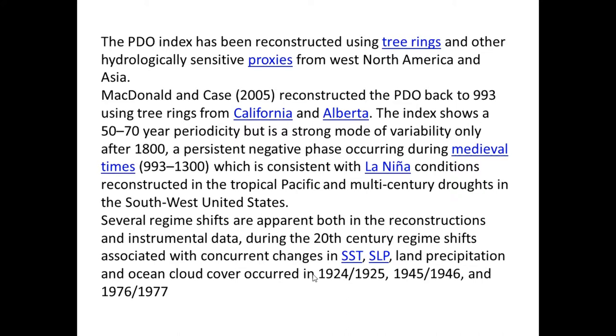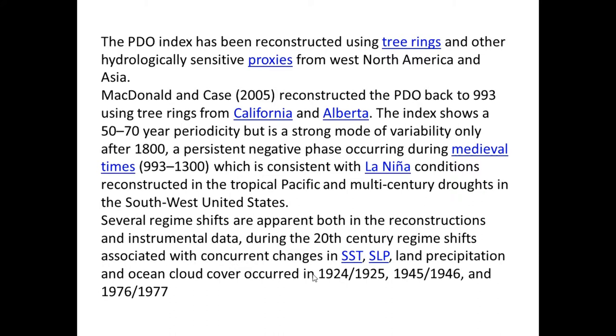And the PDO index has been reconstructed using tree rings and other hydrologically sensitive proxies from western North America and Asia. MacDonald and Case in 2005 reconstructed PDO back to 993 using tree rings from California and Alberta. The index shows a 50 to 70 year periodicity, but is a strong mode of variability only after 1800. A persistent negative phase occurred during medieval times, 993 to 1300, which is consistent with La Nina conditions reconstructed in the tropical Pacific and multi-century drought in the Southwest U.S.